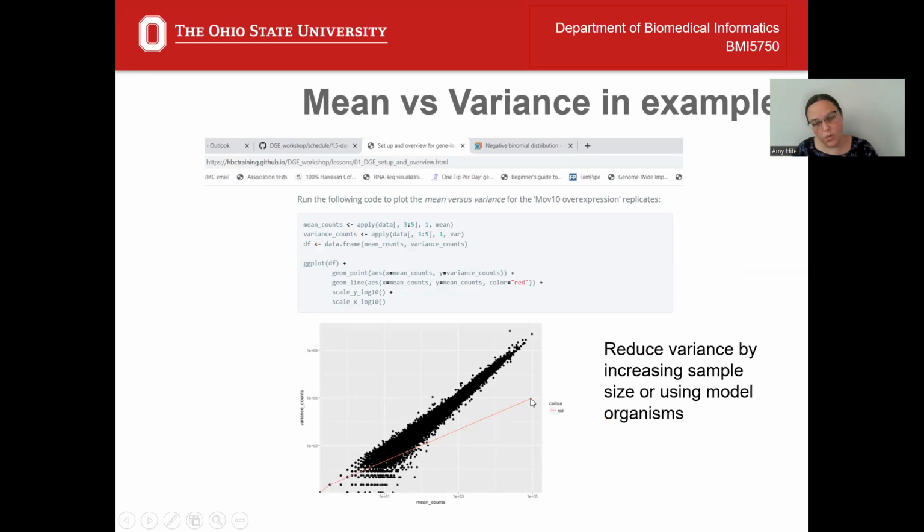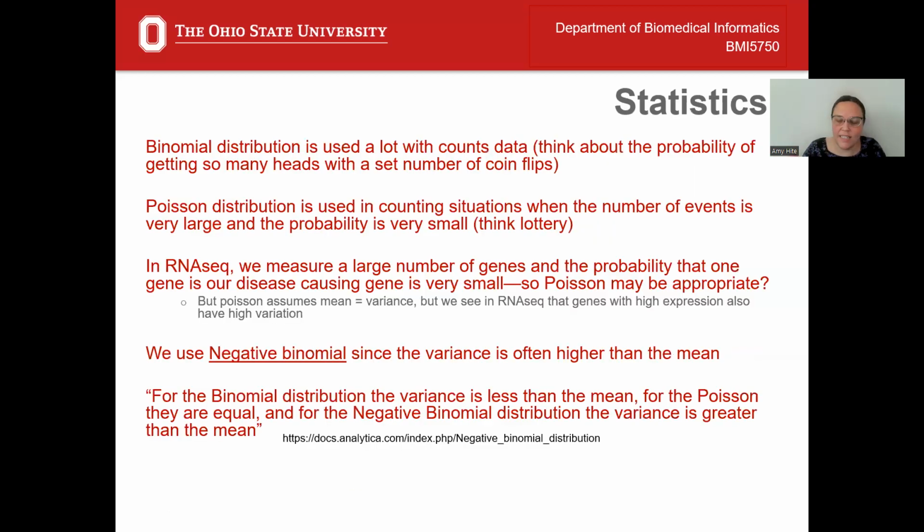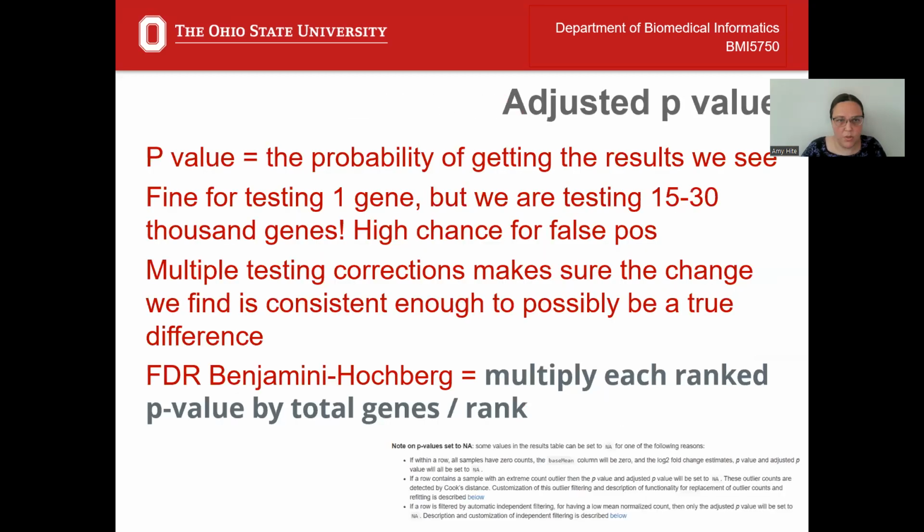I think this is a 1-to-1 line. It doesn't do that. The variance is clearly higher than the mean. I think this is made up data, but if we were to look at our own RNA-seq data, it would probably look like this too. So know that the statistical test that DESeq2 is doing is the negative binomial, since in RNA-seq data, the variance is often higher than the mean. That's why we do it.